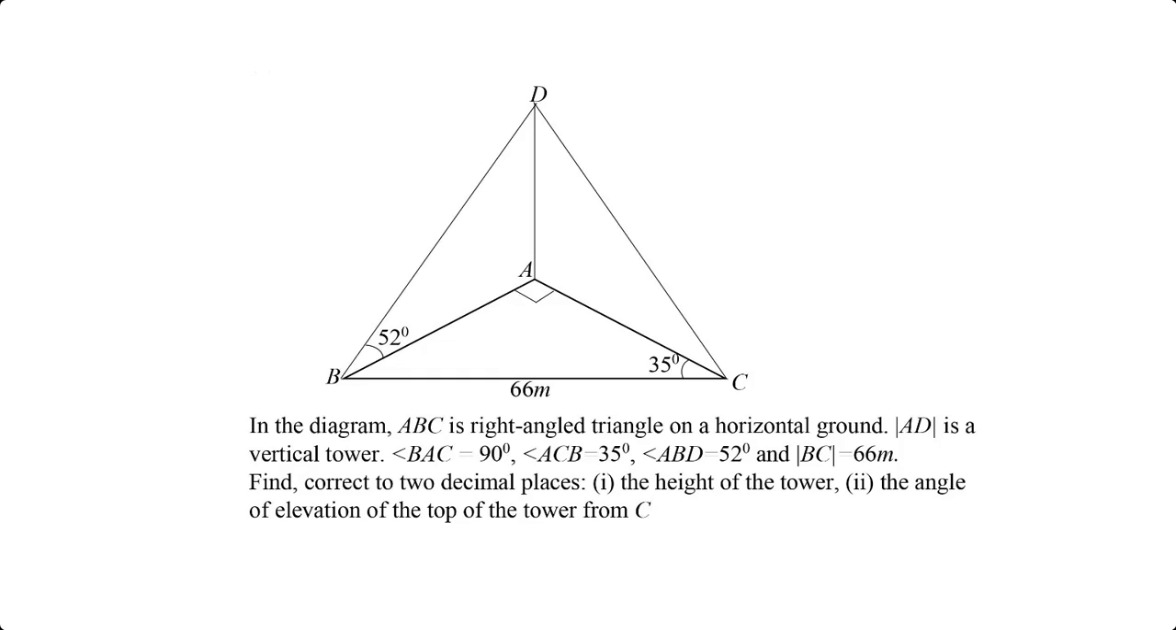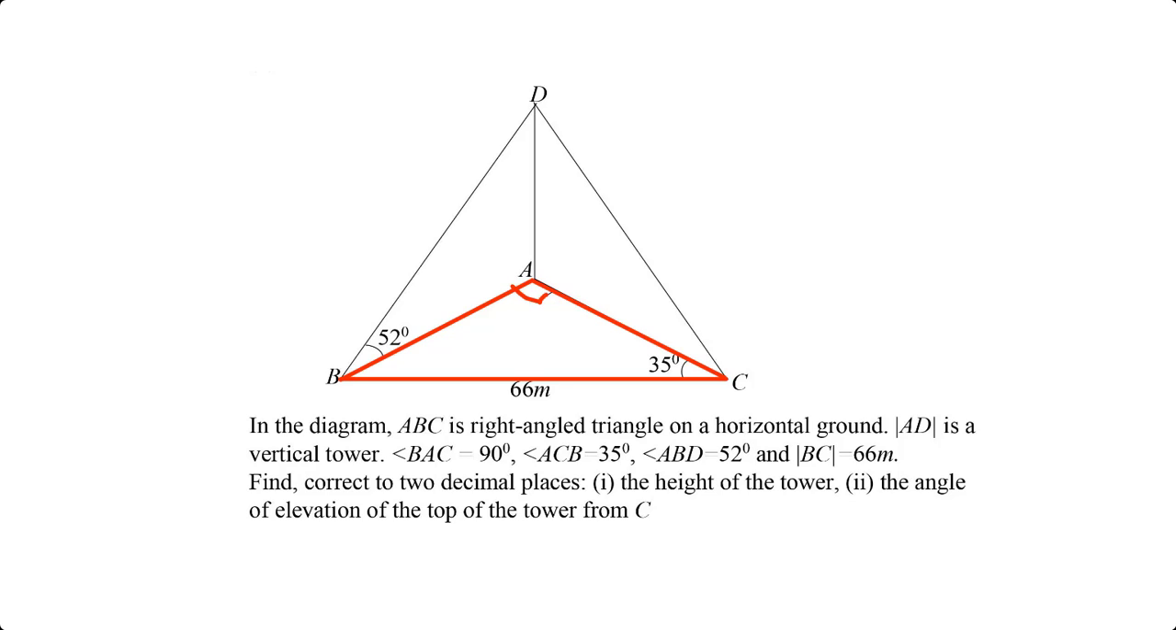Alright, the question says, in the diagram, ABC is a right angle triangle on a horizontal ground. And where is it? This is a right angle triangle. This is the horizontal ground. We have the side here. Can you see it? It's at the horizontal ground, and it's actually a right angle triangle. It is boldly written here. This one is showing that it's a right angle triangle.